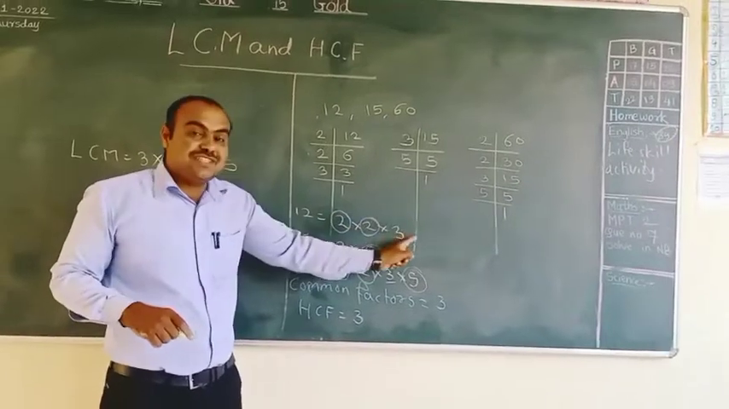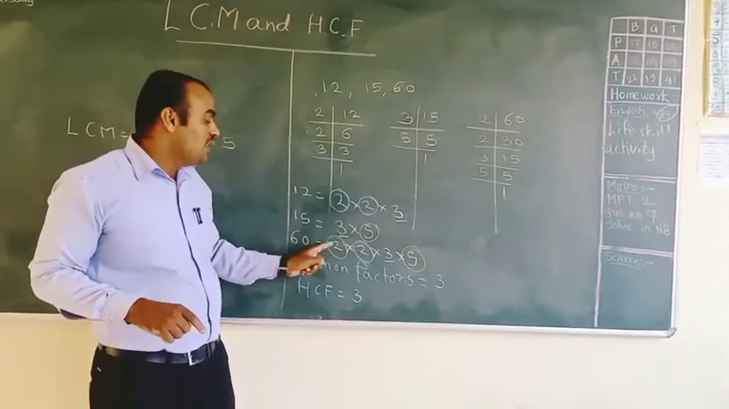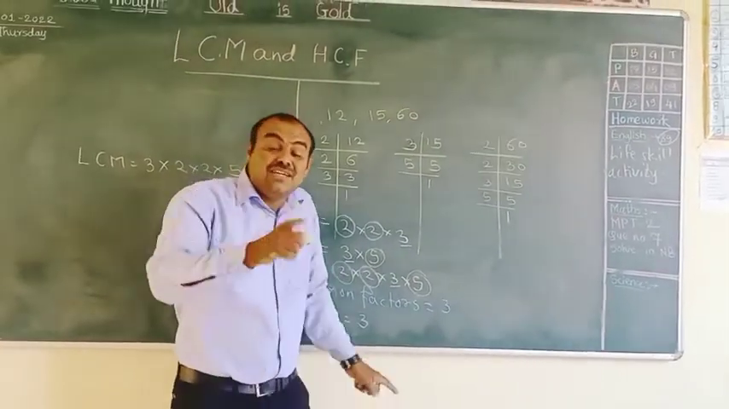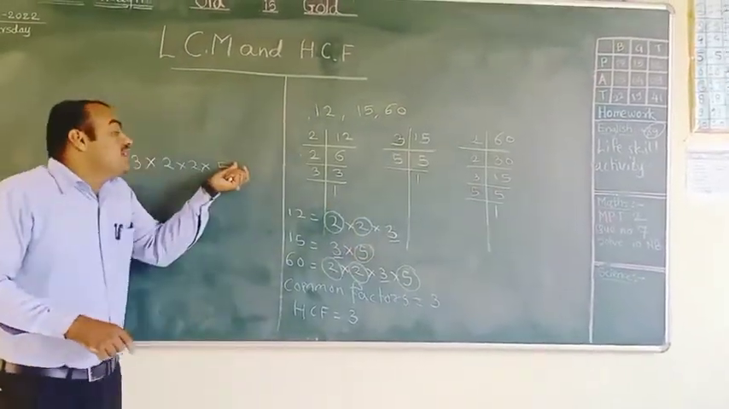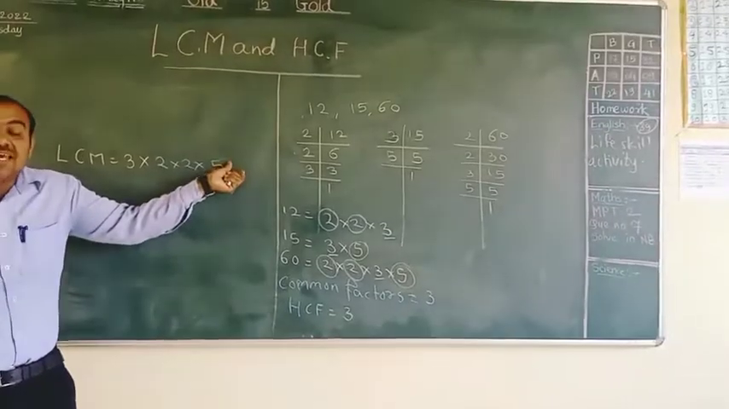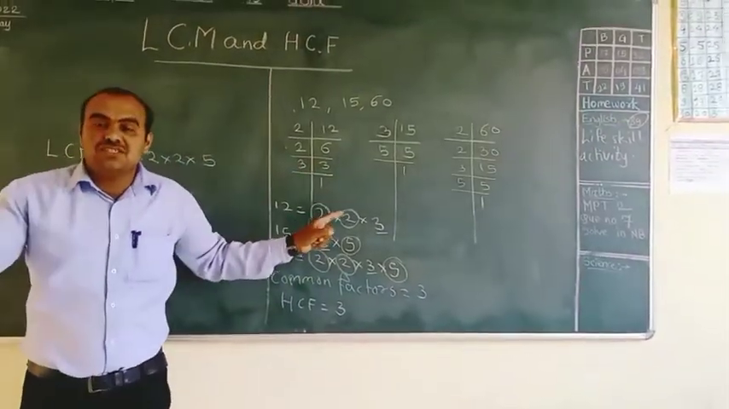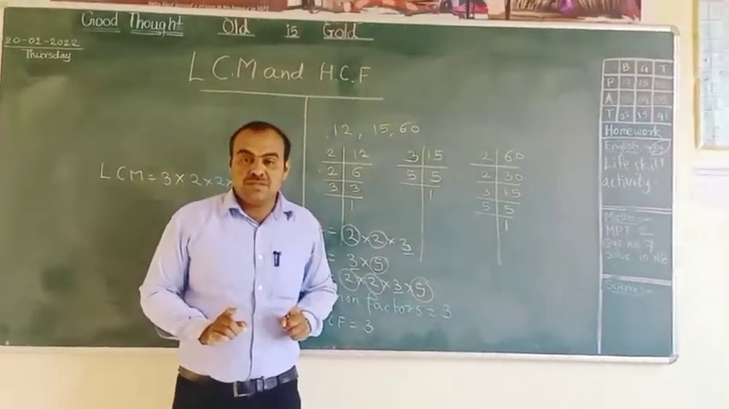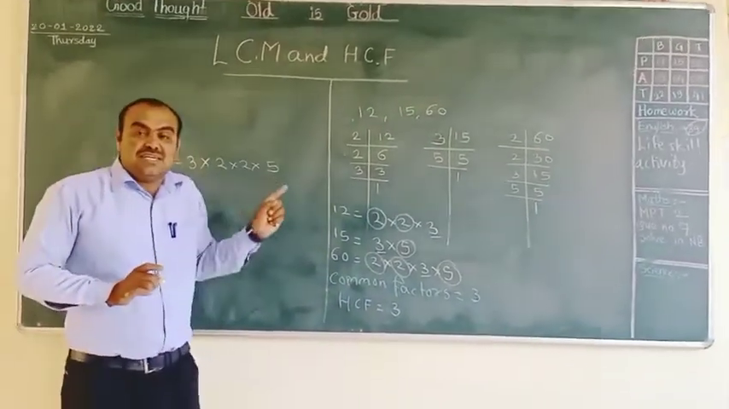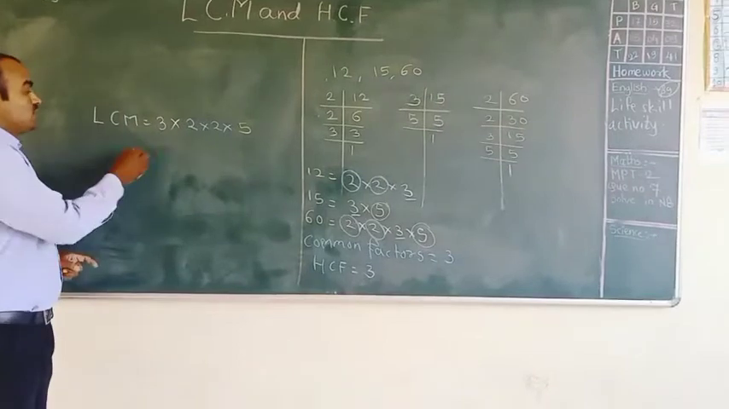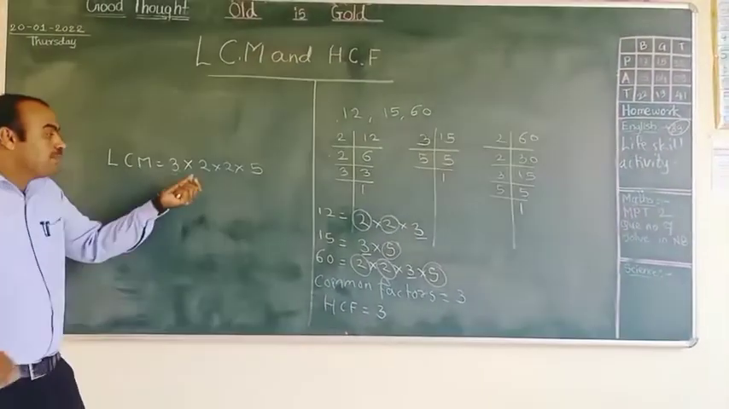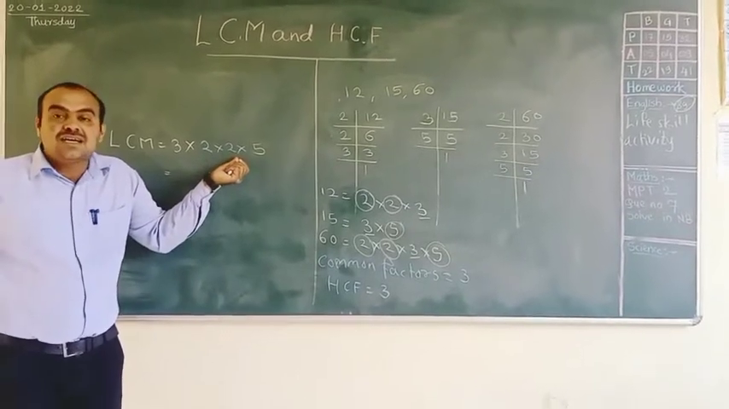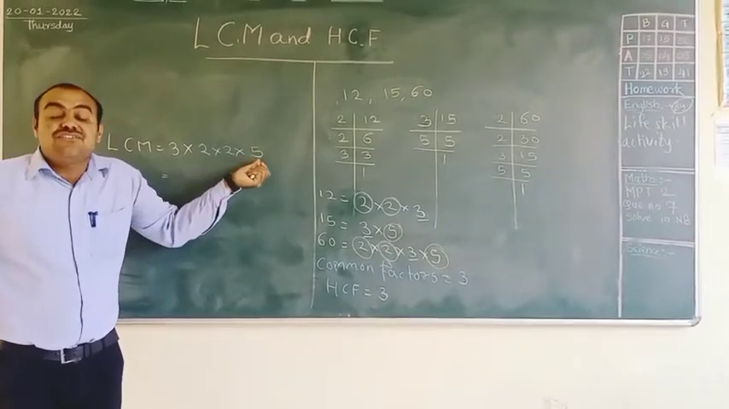2, 2, 3 over, 3 and 5 also over, and 2, 2, 3 and 5 also over. If any number remains, you can put that number also in front, and we can do all its multiplication. You will get its LCM. So now we have to find its LCM in this way. So 3 2s are 6, 6 2s are 12, and 12 5s are 60.